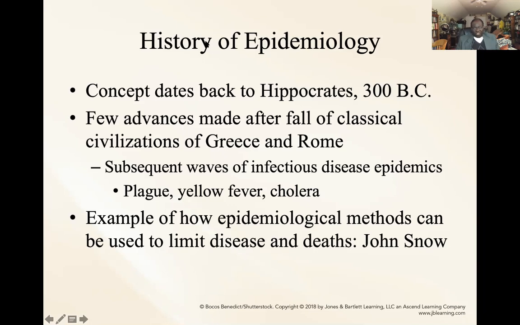Subsequent waves of infectious diseases or disease epidemics. You have the plague, you have the yellow fever, you have cholera. See, at the fall of the civilizations of, say, Greece and Rome, there were big waves of some of these epidemics, diseases occurring in certain populations, causing a lot of destruction, killing a lot of people.